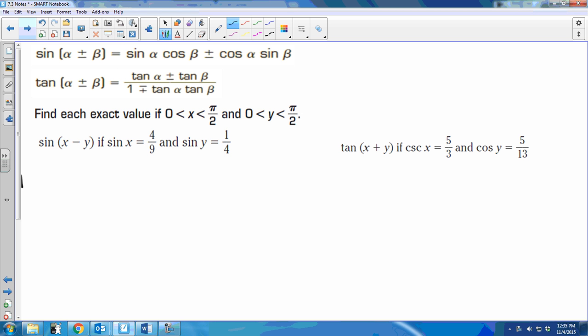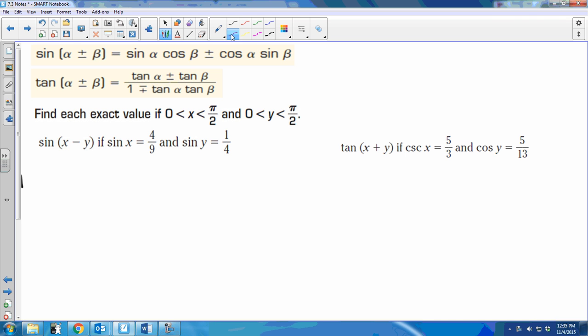Learning target 5. We're still using the sum and difference identities for sine, cosine, and tangent. So all those identities on the front page of your note sheet still apply. Again, you don't have to memorize any of those because they're all on the formula sheet. You just know how to use them.